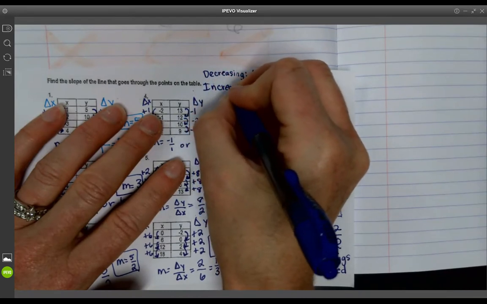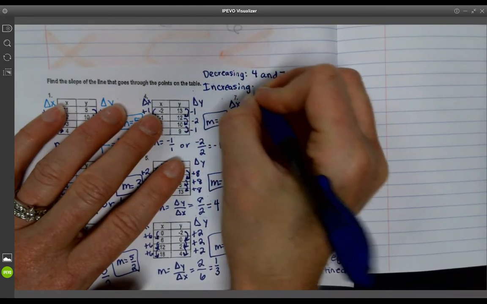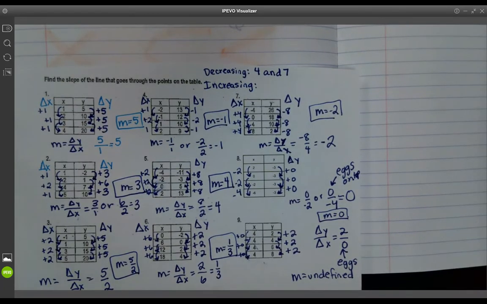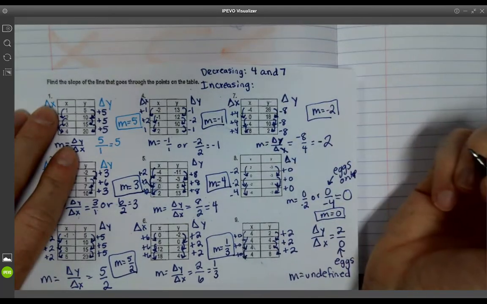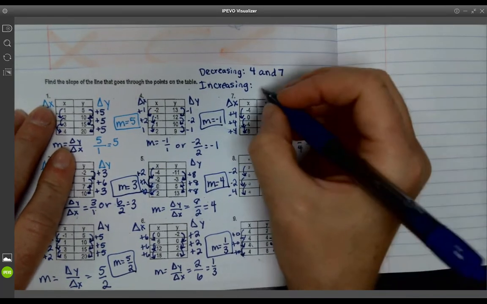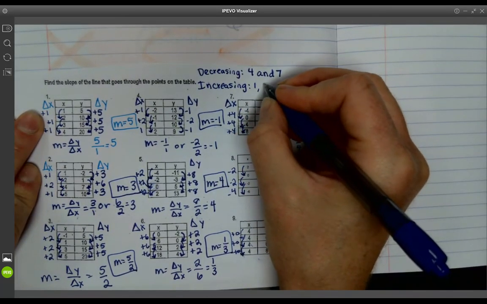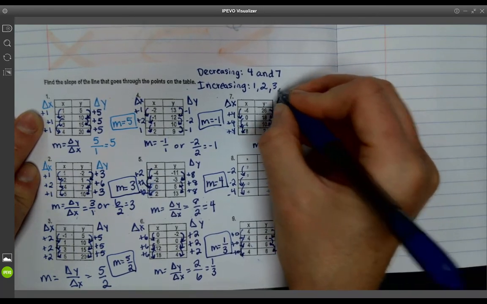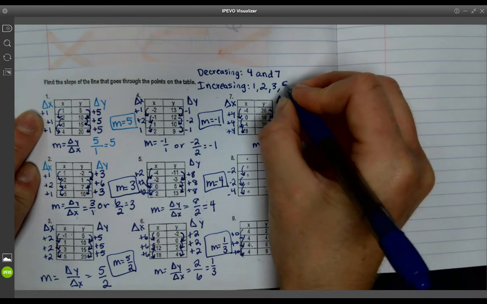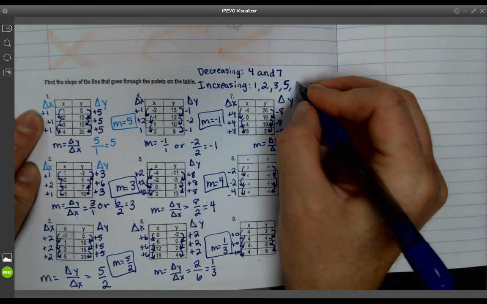And then increasing, make a list of those. Like all of them except for 4, 7, and 8, 9. So 1, 2. They're increasing because they're positive. 3, 5, and 6.